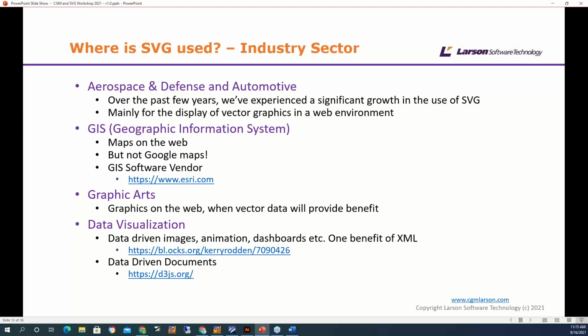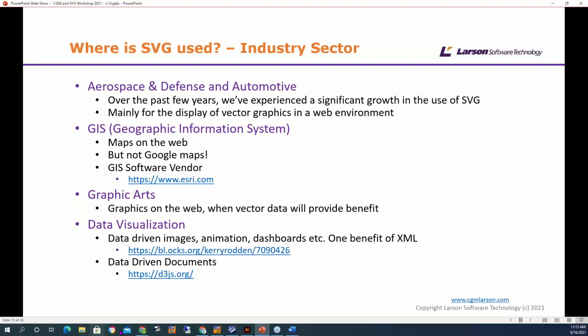It's also used in GIS systems, things like mapping software. Strangely, not used in Google Maps, which still uses raster. Graphic arts. But I think the main place that we've noticed it being used is in things like dashboards and so forth, because it can be data driven.